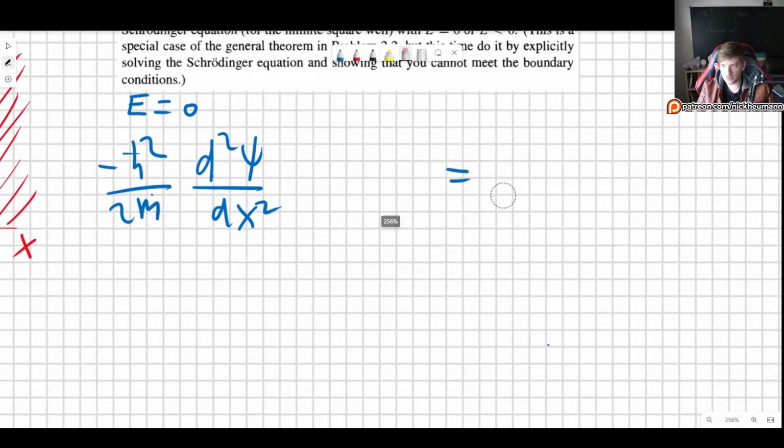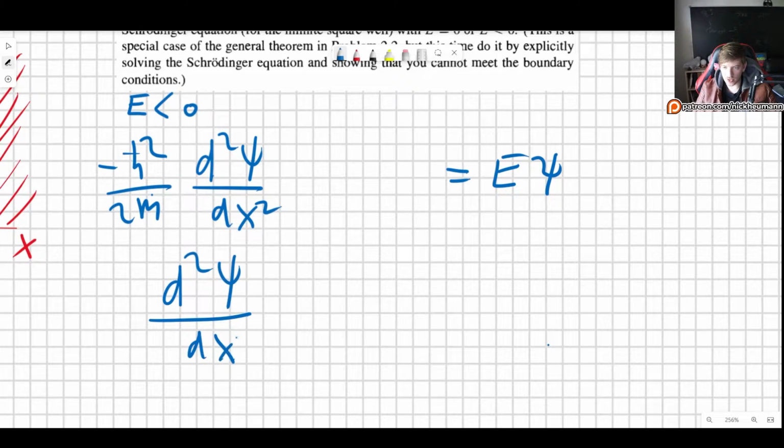Okay, now for the next case. Let's go back here. And this time let's go when the energy is negative, the energy is smaller than 0. And in this case, we have the Schrödinger equation again, with the potential still being 0. So let's isolate the second derivative, like we always do in these cases: minus 2mE over h bar squared psi.